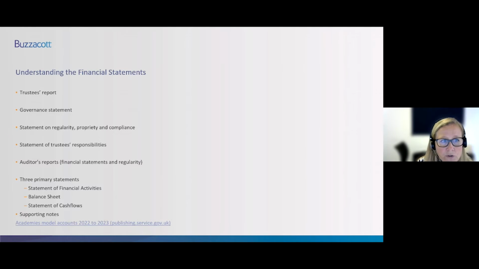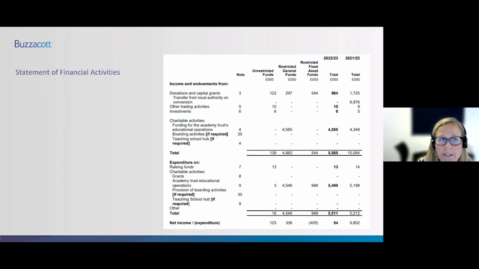So if we move on to my next slide, this shows the example statement of financial activities, or SOFA, from the Coketown Academy Trust model accounts for 22-23. And I think the key point to consider here when you're looking at a statement of financial activities is the columnar format. So as you can see, there are three columns for your unrestricted funds, the restricted general, and then the restricted fixed asset fund. And the different activities of the trust are represented within these different columns.